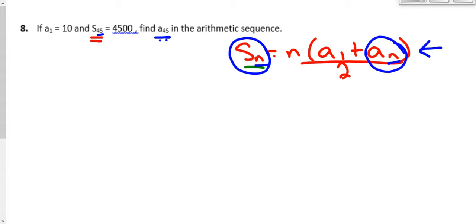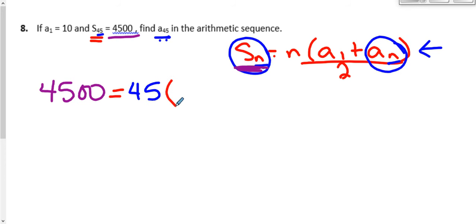So they've given us the s sub n value. They've given us a number that this is equal to. So let's go ahead and figure out how we can plug things in. We know s of n equals this number, so I'm going to replace it with the number 4,500. Then on the other side of my equal sign, we need to plug in an n value. The n value that keeps popping up, s sub 45, a sub 45, is 45. So 45 is going to be our n value.